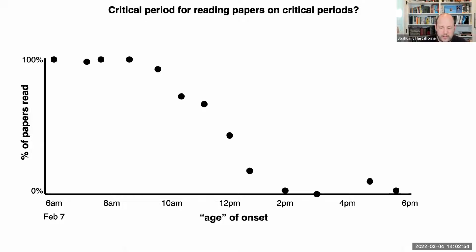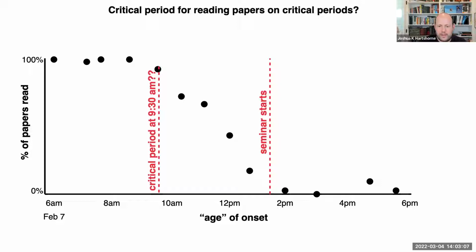So maybe it looks like this. All right, well, we have this bend here at a little before 10 a.m. So we want to say there's a critical period for reading this paper at 9:30 a.m. Actually, what's going on is the seminar starts at 1:45, and the paper takes about 4 hours to read. So if you didn't start by 9:30, you're basically out of luck, right? You're not going to finish it.